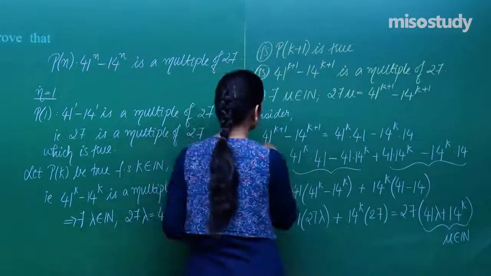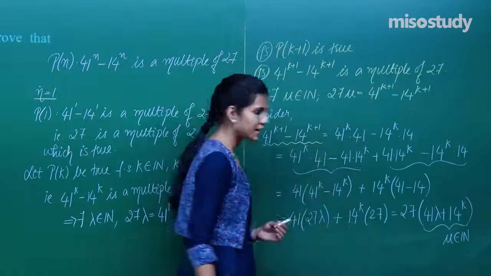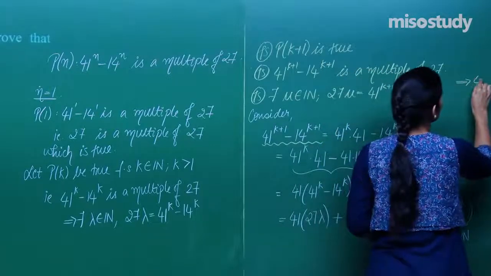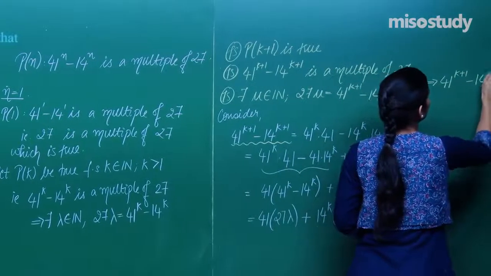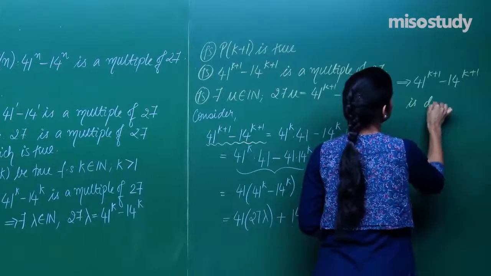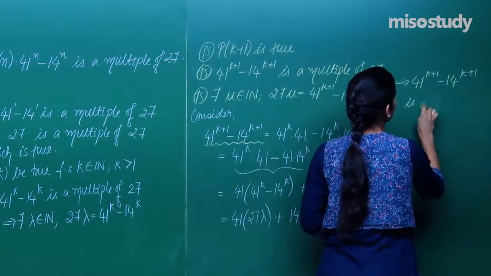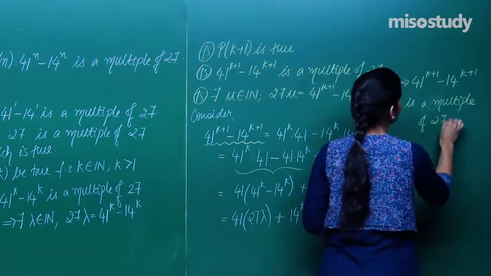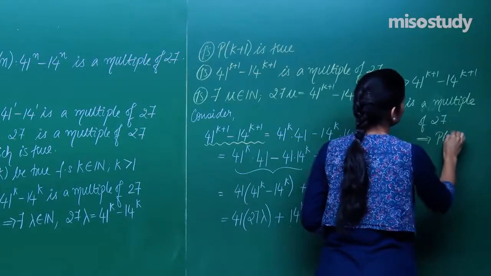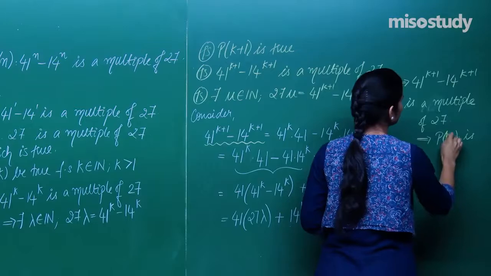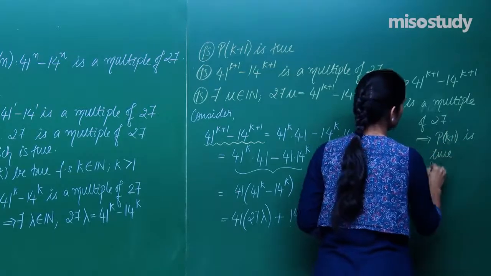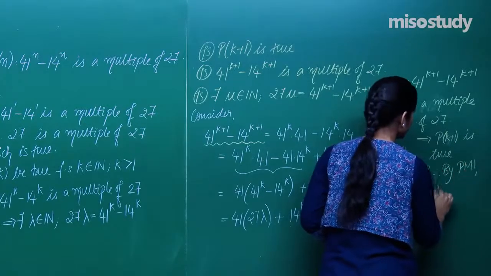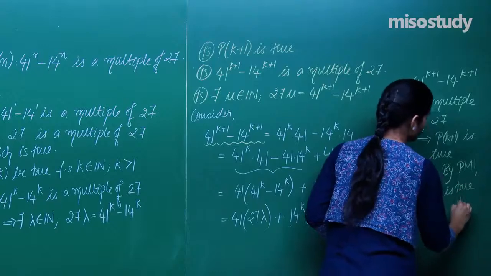You have been able to write 41 to the power k plus 1 minus 14 to the power k plus 1 as 27 into some natural number. This implies 41 to the power k plus 1 minus 14 to the power k plus 1 is a multiple of 27, which implies Pk plus 1 is true, and therefore by PMI, that is the principle of mathematical induction, Pn is true for all n in N.